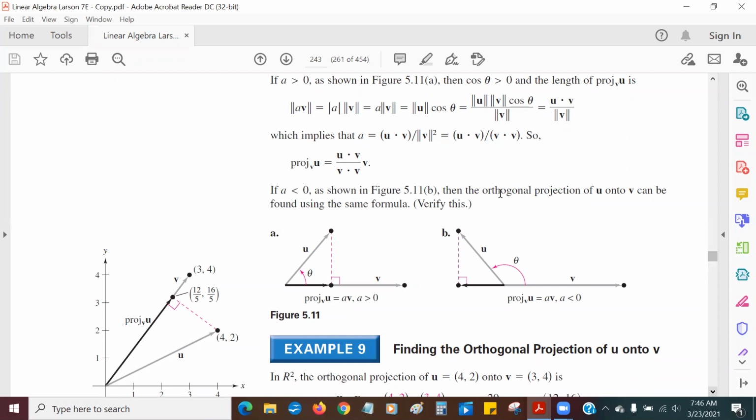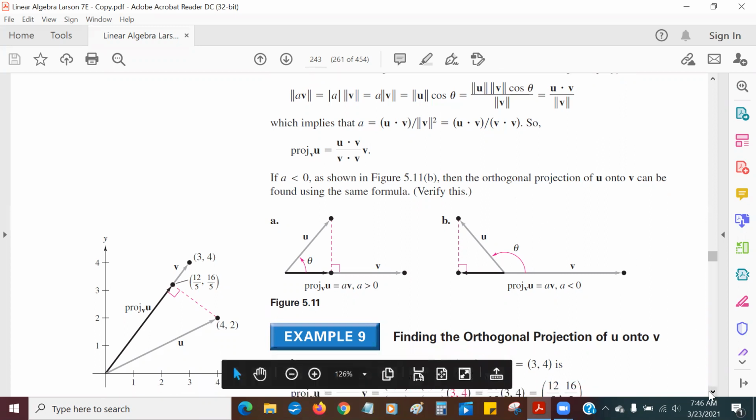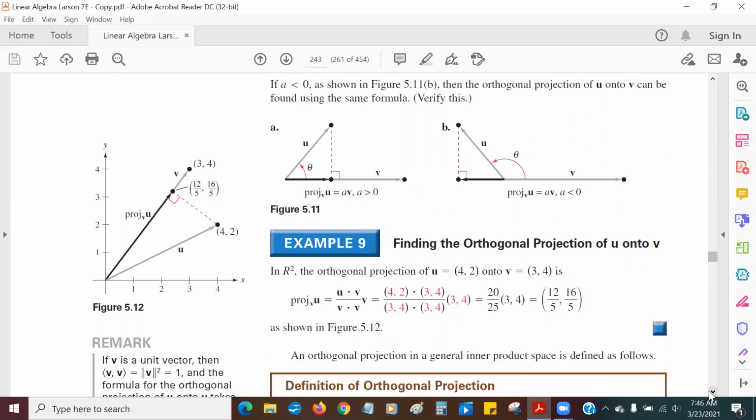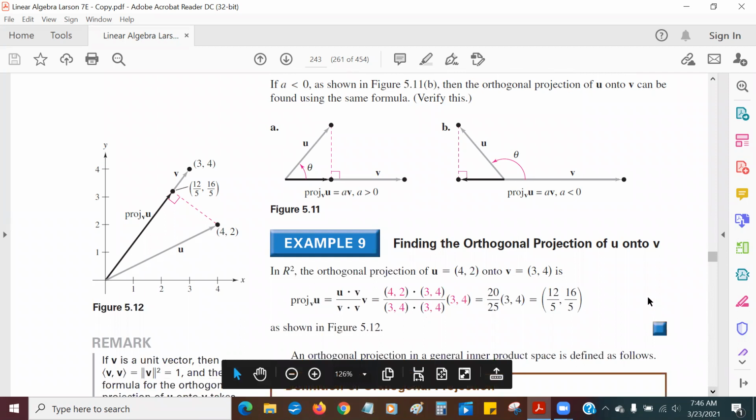If A is negative, then the orthogonal projection of U onto V can be found with the same formula, because that's trigonometry, it works in different quadrants and so forth. Theta is going to be obtuse, and the projection is going to be on the other side of V, but it's still going to work. That's something you could show easily with trigonometry. So let's use this formula and take a look here.